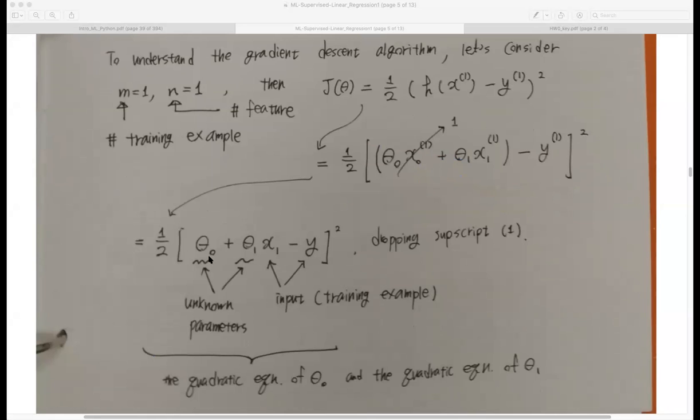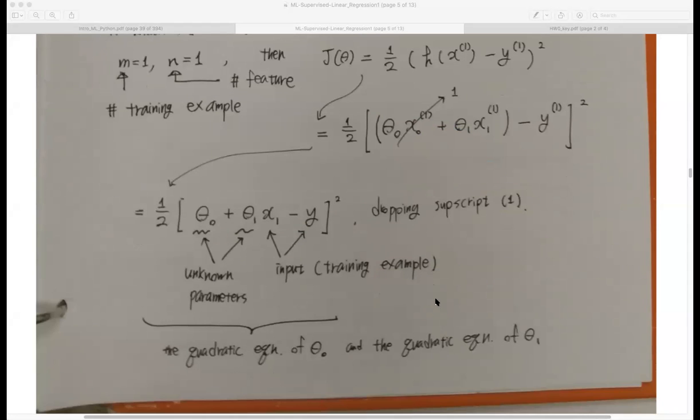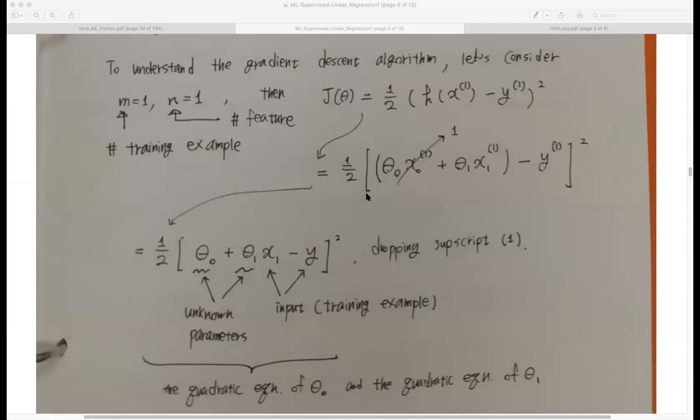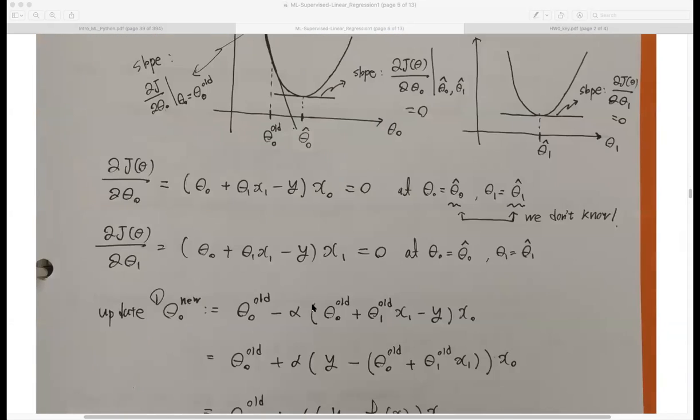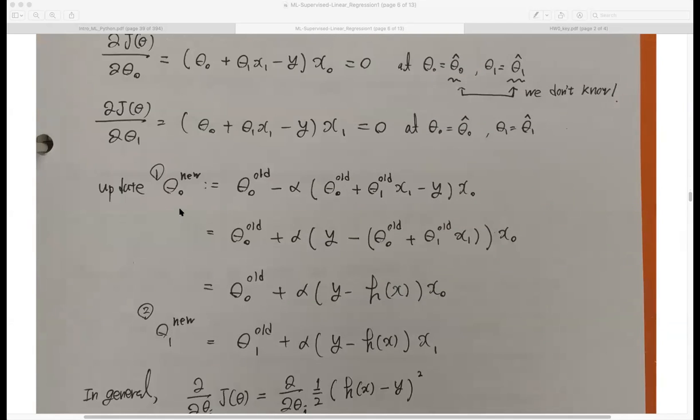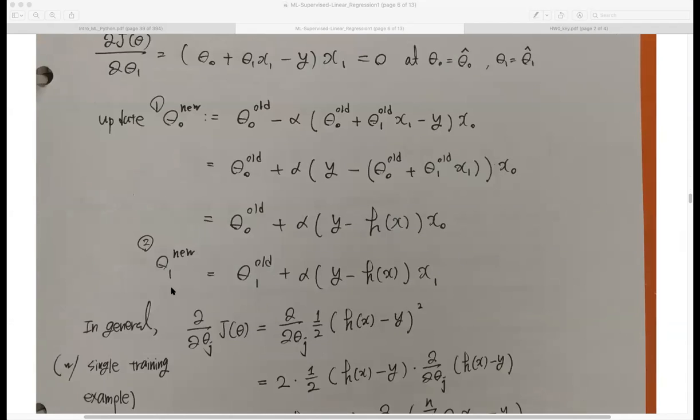Now theta 0 and theta 1 are the unknown parameters, and x1 and y are the training example. This is a quadratic equation of theta 0 and a quadratic equation of theta 1, that's the parabola like this. It's not a big deal to find the partial derivative of j with respect to theta 0 and theta 1. Now we plug this into the gradient descent algorithm, then we can update theta 0 and theta 1 respectively.